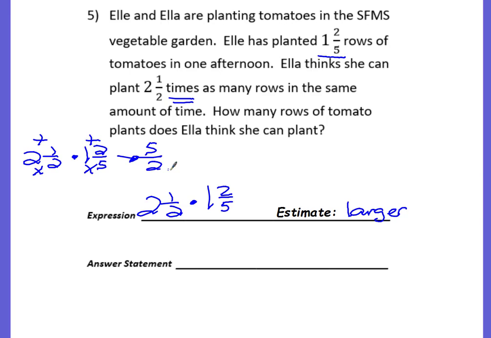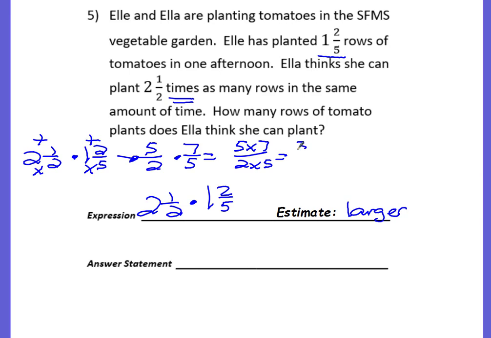The denominator stays at 2. Do the same thing for our second factor. Start with the denominator. 5 times 1 is 5, plus 2 is 7, and the denominator stays at 5. Now that they're both in fraction form, we can multiply. Multiply your numerators together, 5 times 7, multiply the denominators, 2 times 5.